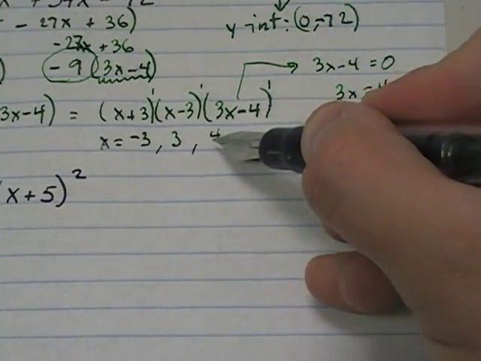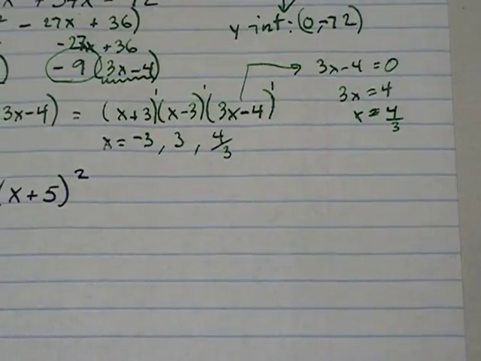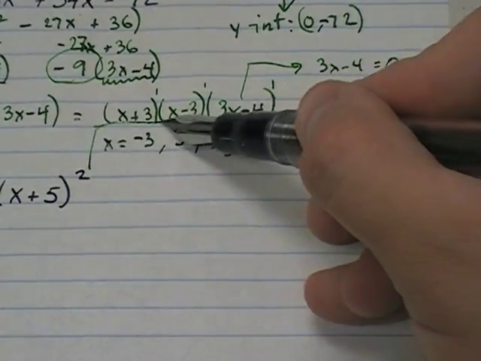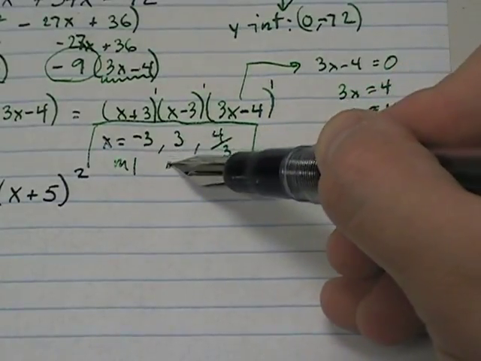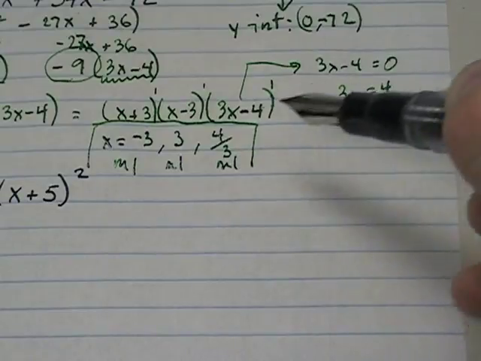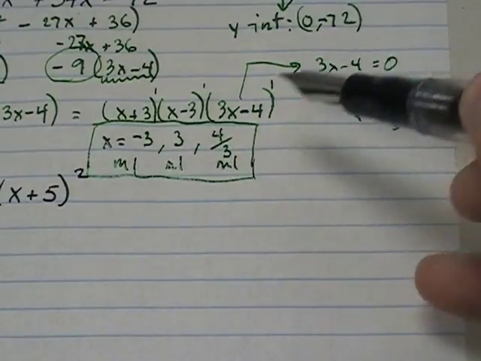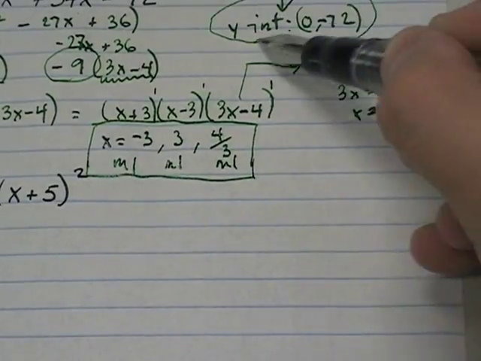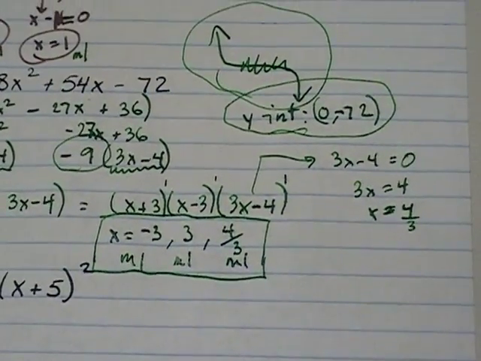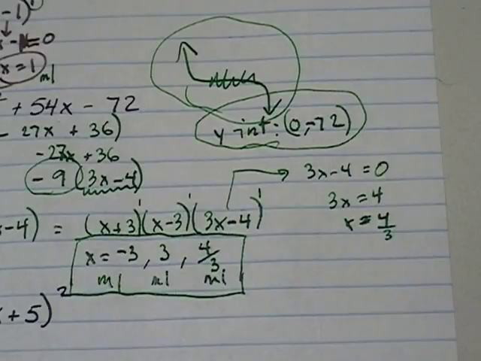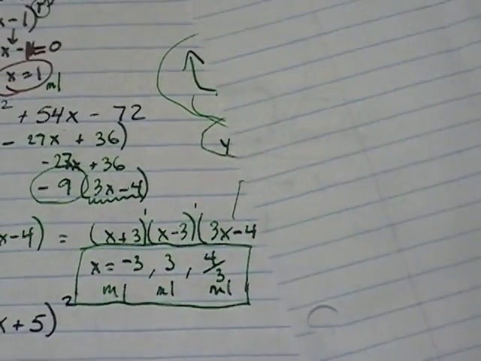So I know my zeros, and each one has a multiplicity of 1. I know my Y-intercept, and I know my end behavior. So I have to translate those three items into a graph on a clean sheet of paper. Zoom out just a little bit here.